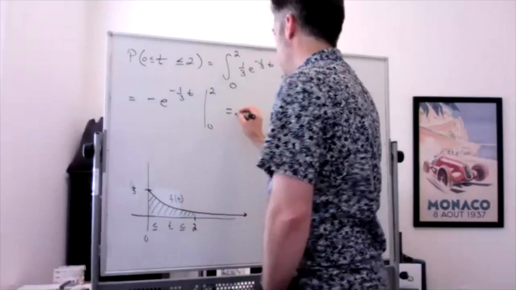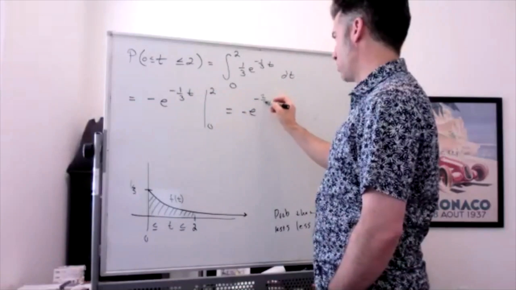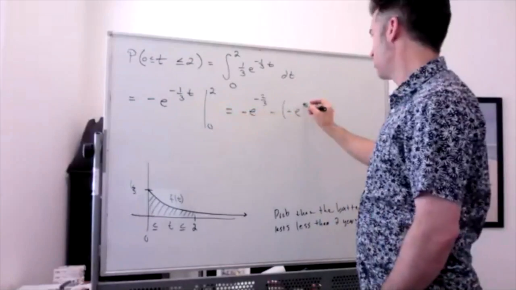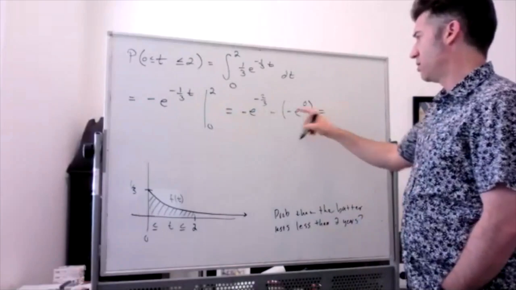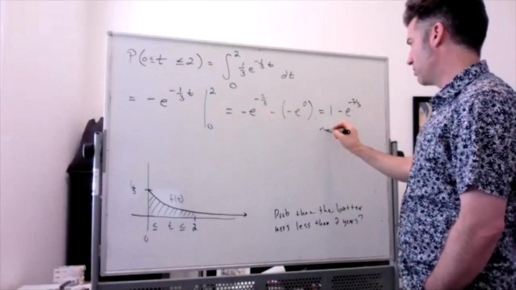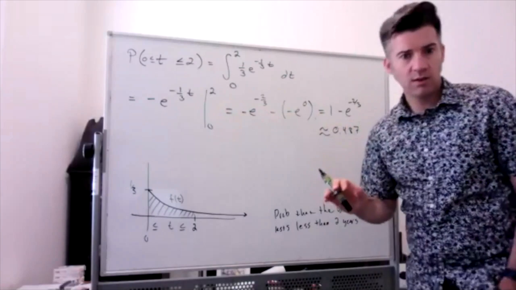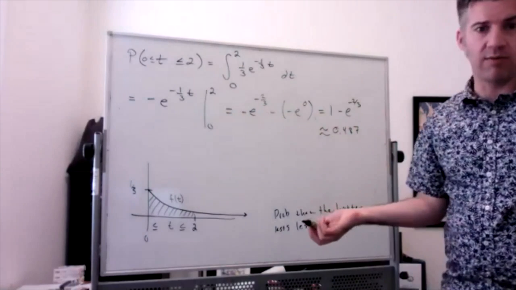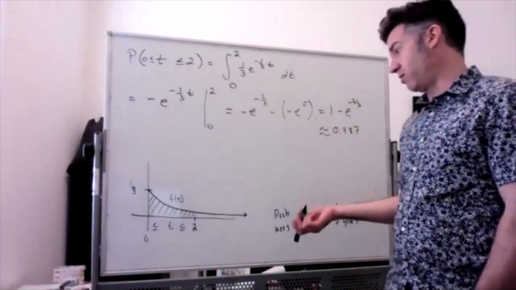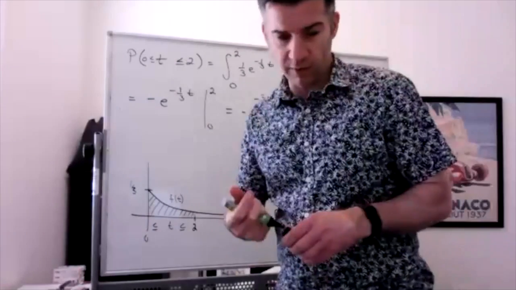That's just going to be negative e to the negative 1/3 times 2, so negative 2/3, minus negative e to the negative 1/3 times 0, which is negative e to the negative 2/3 plus 1, or 1 minus e to the negative 2/3, which is approximately 0.487. So there's a 0.487 probability, or a 48.7% chance, that the battery will last less than 2 years.